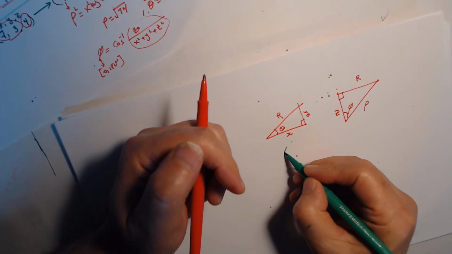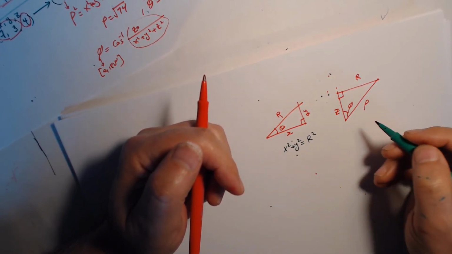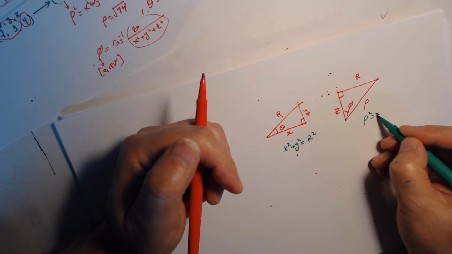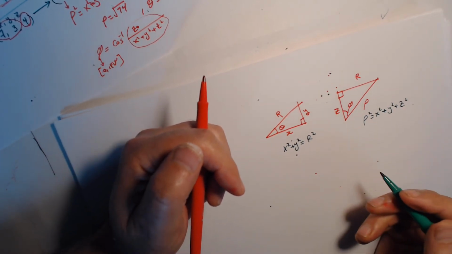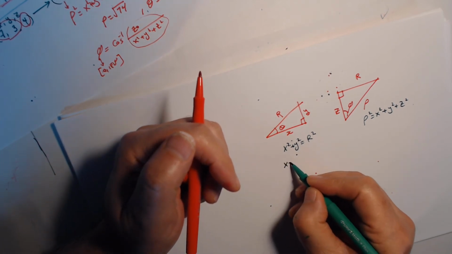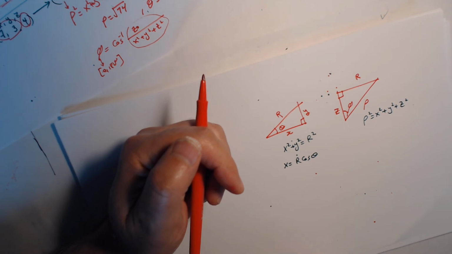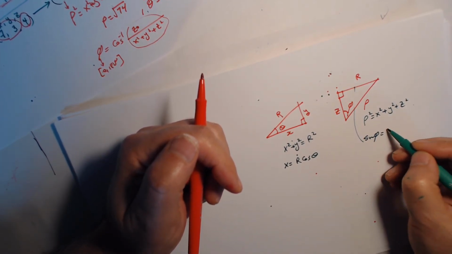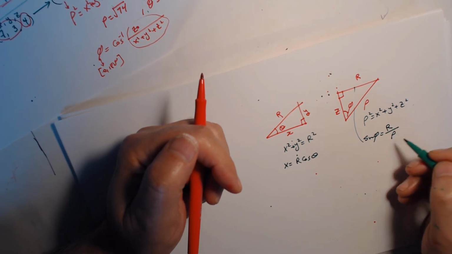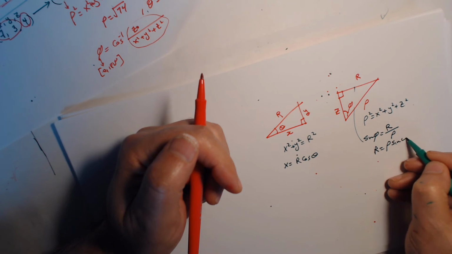Therefore, here you should know x squared plus y squared equals r squared. In here you should know rho squared equals x squared plus y squared plus z squared. In here we should know x is equal to r cosine theta. But in here, you should know that the sine of phi is r over rho, and your r is rho sine of phi.